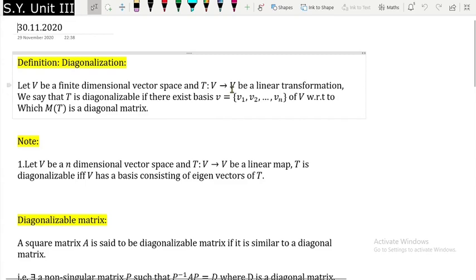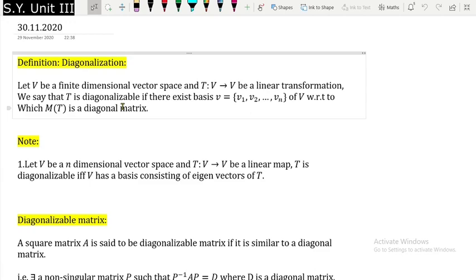Note, domain and codomain is same. Linear transformation T from V to V is said to be diagonalizable if there exists a basis of vector space V with respect to which the matrix representation of T is a diagonal matrix. The definition is very simple and straightforward.